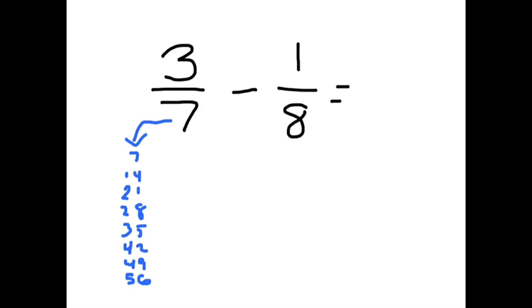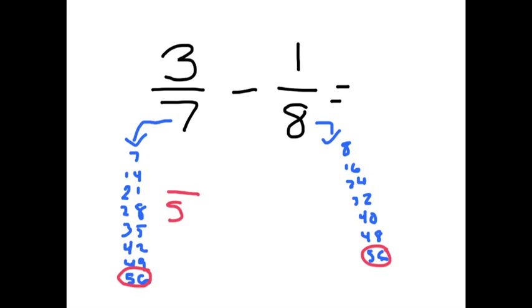56. Skip count for 8s. You're going to see that's 8, 16, 24, 32, 40, 48, 56. So our least common multiple is 56. So our fractions need to be out of 56. So to make it a 56, that had to be 7 times 8. This had to be 3 times 8 to be fair.